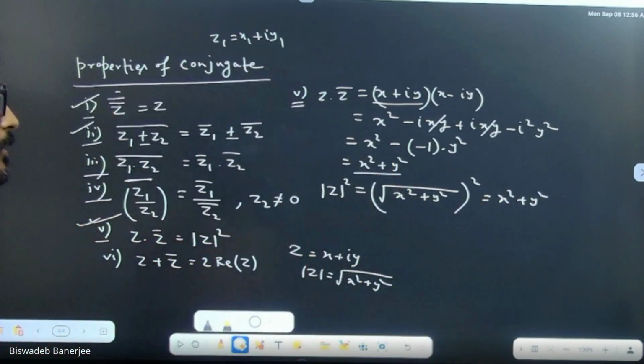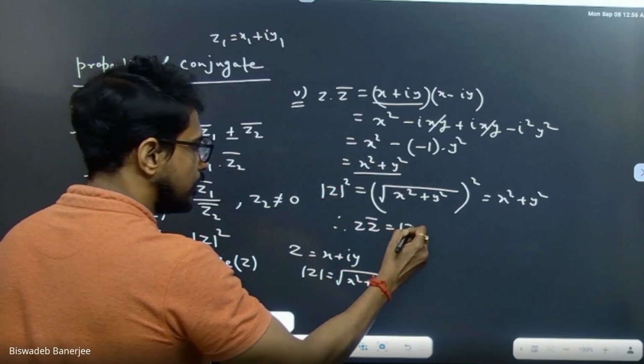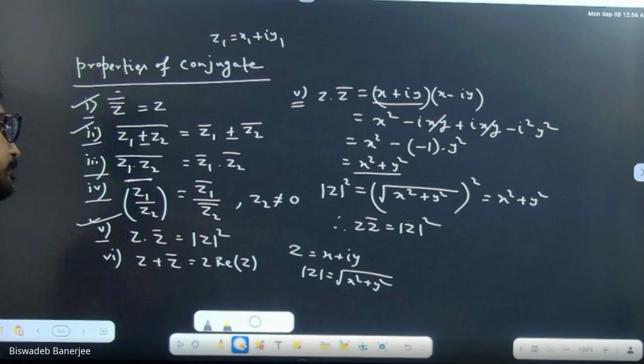See that? These two are again equal. That means my z into z bar is equal to mod z whole square. This is also proved.